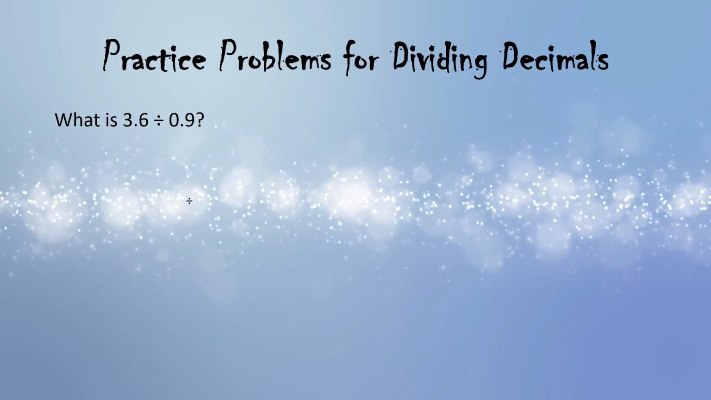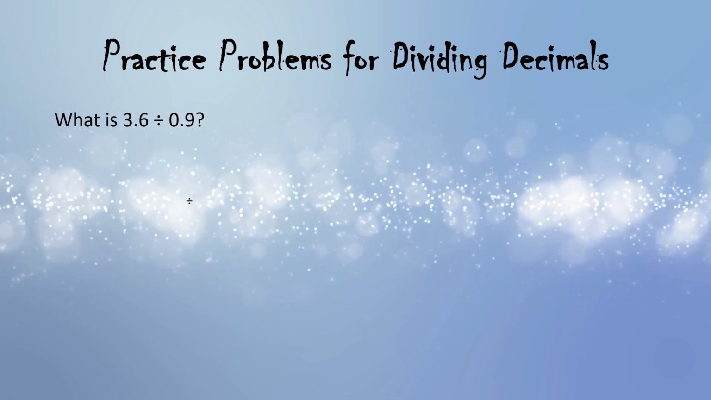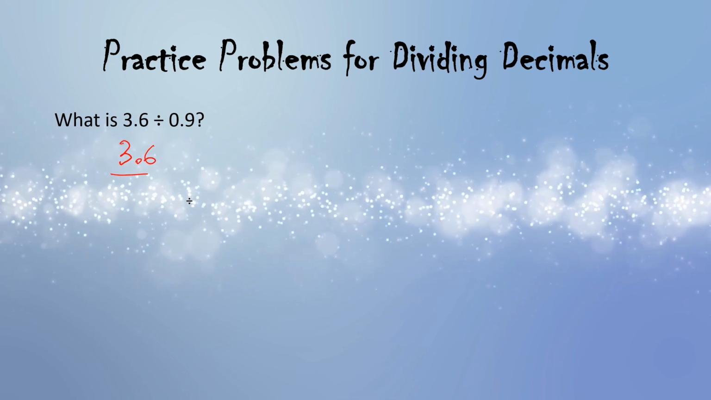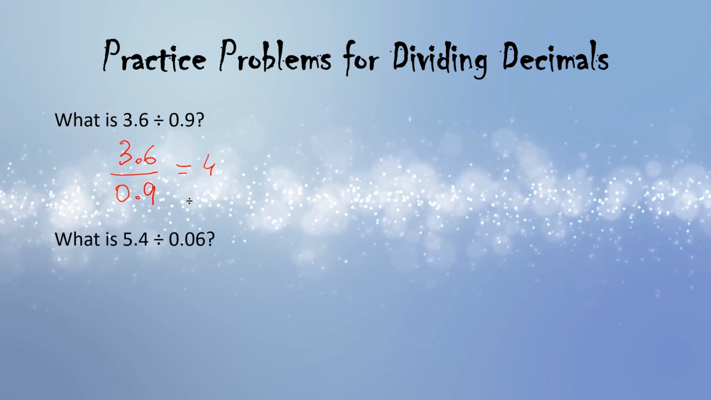Let's start. What is 3.6 divided by 0.9? Pause the video and solve it on your own. The answer is 3.6 divided by 0.9 equals 4. Now solve 5.4 divided by 0.06 and comment your answer.